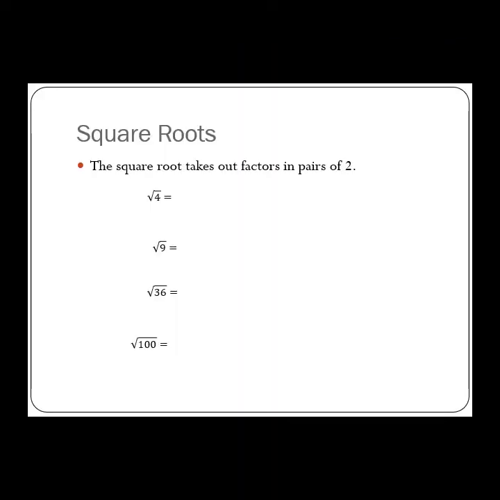So here are some examples. Again, 4 is 2 times 2, and so the square root is 2. What you should be thinking in your head is, what number do I square to get 4? 2. The square root of 9: 9 is 3 times 3, so you have a pair of 3's in your factors. So the answer is 3, because 3 squared is 9.